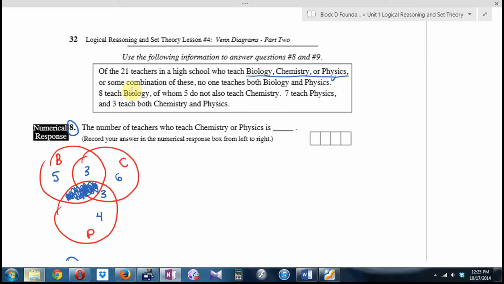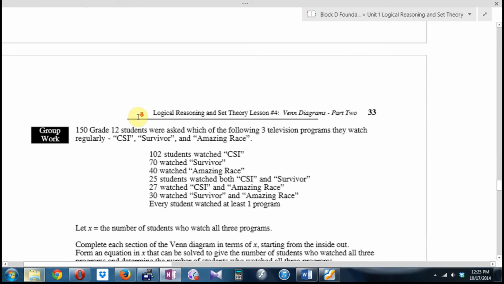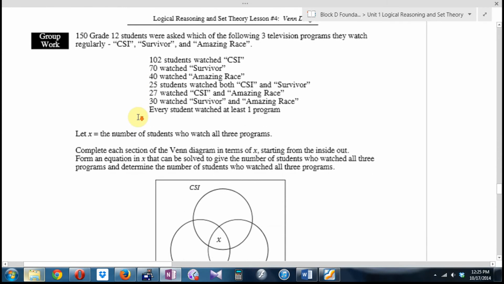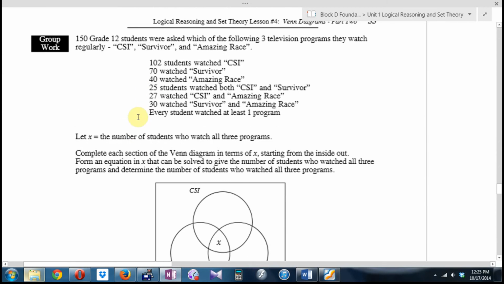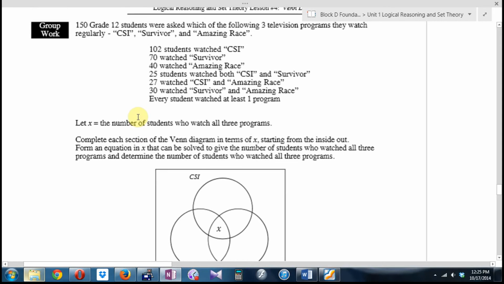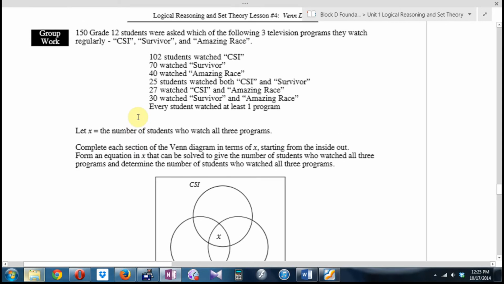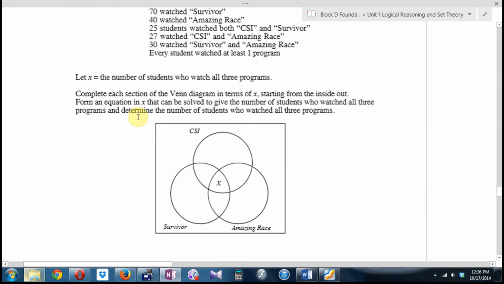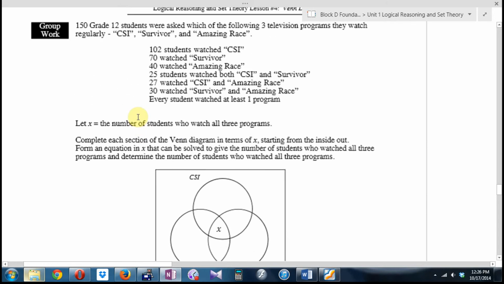Yep. The group work question at the end. Which was number what? It didn't have a number. That one. Oh. I don't think I assigned that. Oh, well. We'll try. Please tell me they gave me all 3. No. Okay. Complete each section. So how many watched both CSI and Survivor?